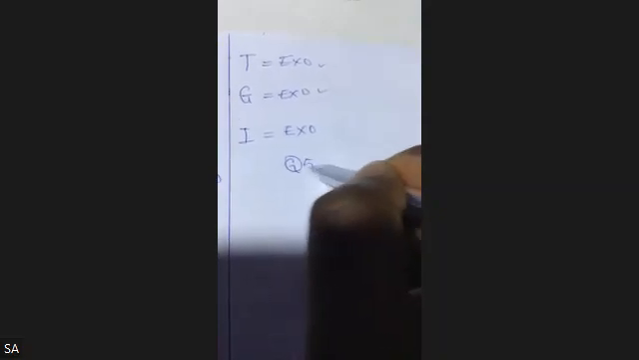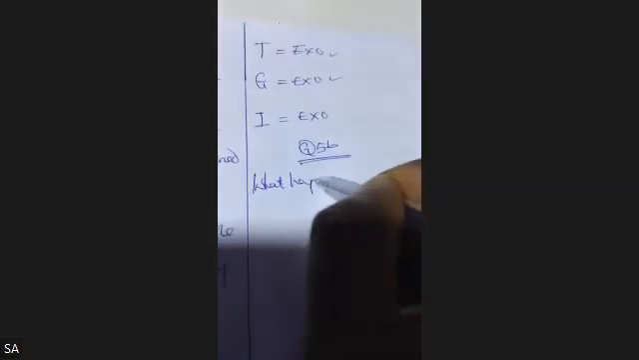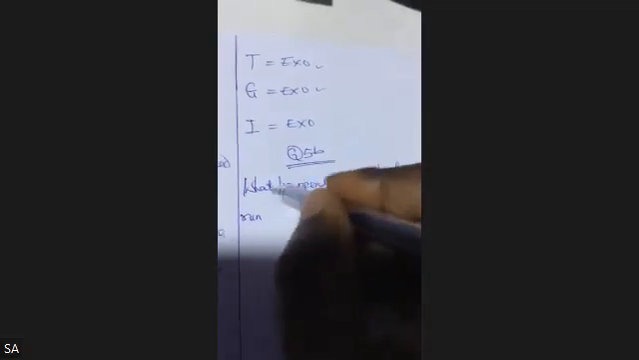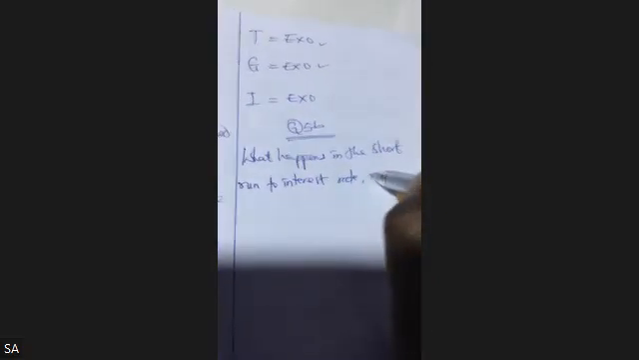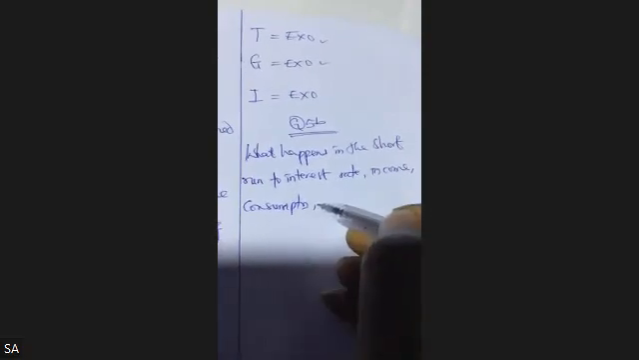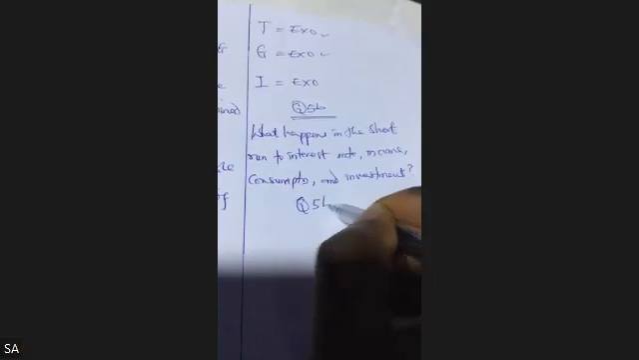If the central bank increases the money supply, let's do it step by step. Let's do it together. Let's use this opportunity to learn. So this is question 5B. This is how you do this, step by step. Let me write this for you. It says, what happens in the short run to interest rates, to income, to consumption, and investment. So this is 5B, Roman numeral one.